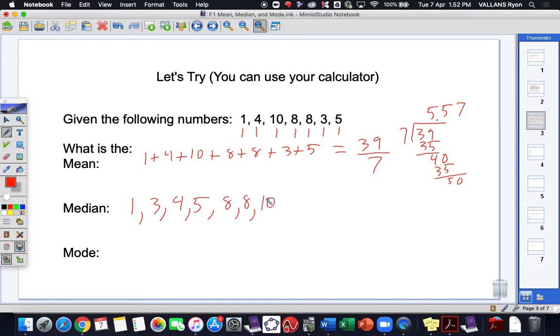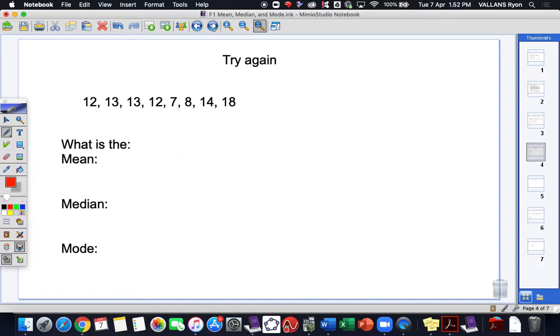Well, if there's 7 numbers, then the fourth one is in the middle because there's 3 on this side, 3 on that side. So the median is 5. And the number that happens the most, well, it's 8. Happens once, twice, nothing else happens twice. Okay? So, you try. Try with these numbers, pause when you get a chance, and then we'll go through the answers. Pause now.